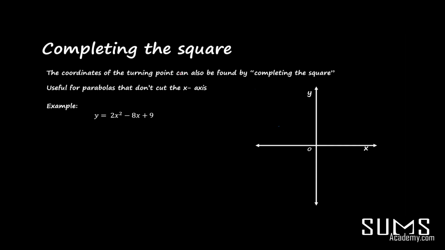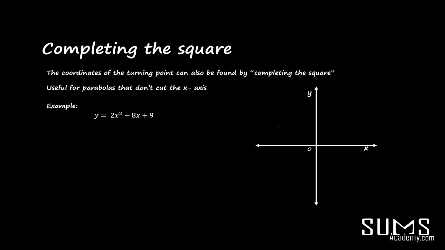So this lesson is going to be on completing the square. This is another way of finding an equation's turning points, but it's particularly useful for when you have a parabola that doesn't cut the x-axis. Like this one here won't cut the x-axis, therefore we wouldn't be able to find the roots, and then we wouldn't be able to find the axis of symmetry where the turning point occurred. So this is why it's quite useful.